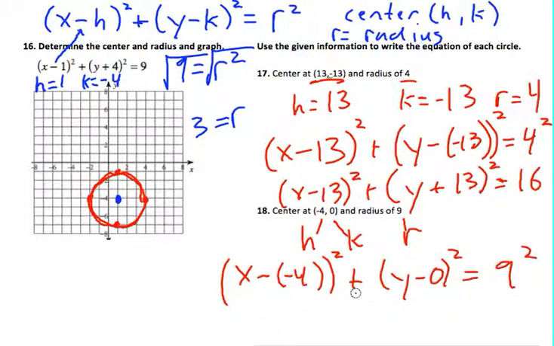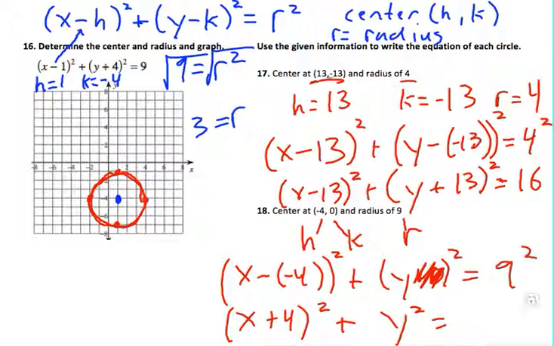Now once again, we can simplify a lot of this. X minus a negative number is really x plus 4. Y minus 0, well, subtracting 0 doesn't have any effect. This is just y squared. And then 9 squared is 81. All right, we're done with that problem. Smiley face.